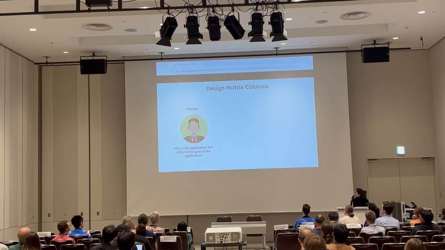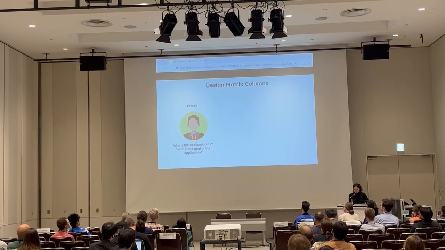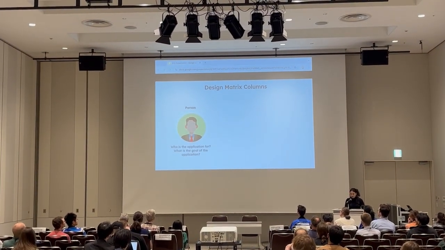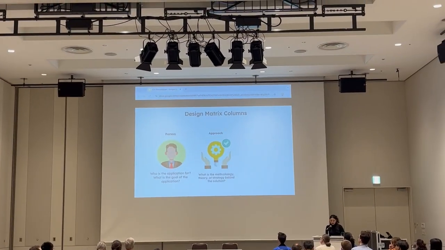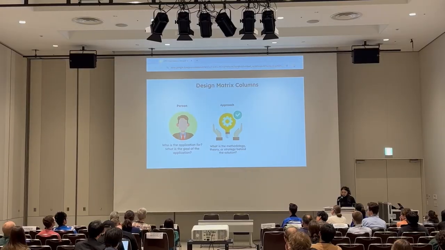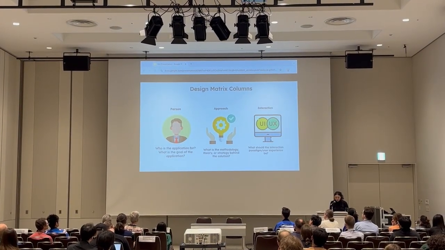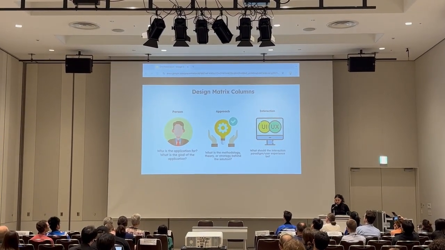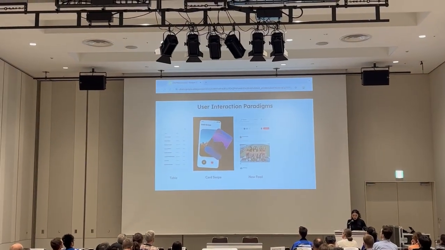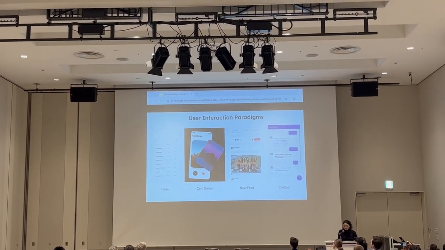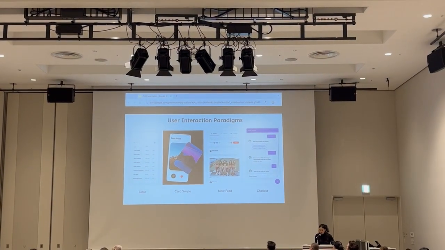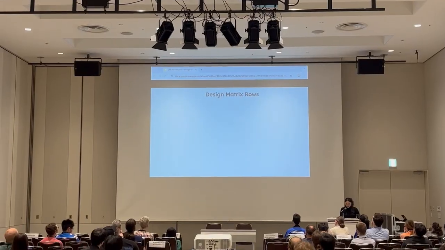So here are the design matrix columns for DynEx. We have the person, which we need to consider who the application is for and what the goal of the application is. We have the approach, which is the method or theory or strategy that's guiding the solution. And we have the interaction paradigm or the user experience, which could be something like a table, card swipe, newsfeed, or chatbot layout. These are all necessary dimensions that we identified for UI design.